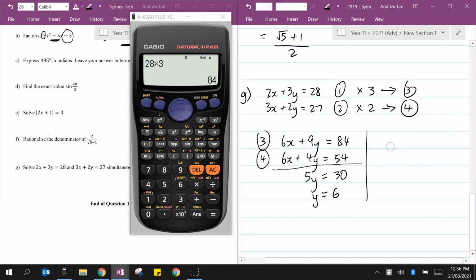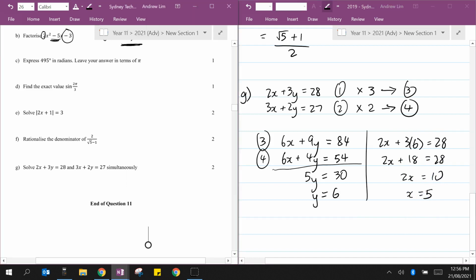I'll sub that into the first one. So we have 2x plus 3 lots of y, which is 6, is equal to 28. Or 2x plus 18 is equal to 28. 2x is equal to 10. X is equal to 5. Done.